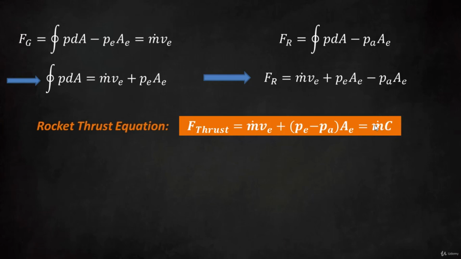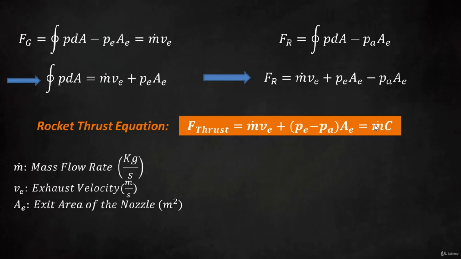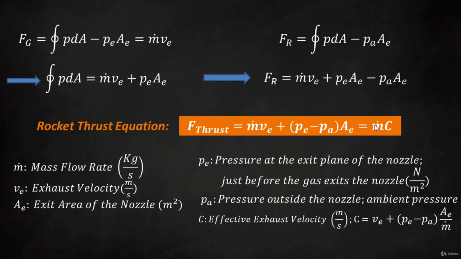That is known as the rocket thrust equation, with m dot being the mass flow rate in kilograms per second, VE the exhaust velocity of the gas in meters per second, and AE the exit area of the nozzle in meters squared. PE is the pressure at the exit plane of the nozzle just before the gas exits, measured in newtons per meter squared, and PA is the pressure outside the nozzle, in other words the ambient pressure. C is the effective exhaust velocity.